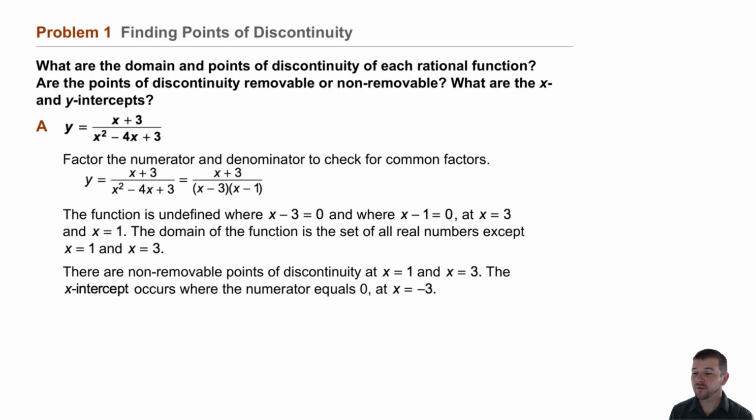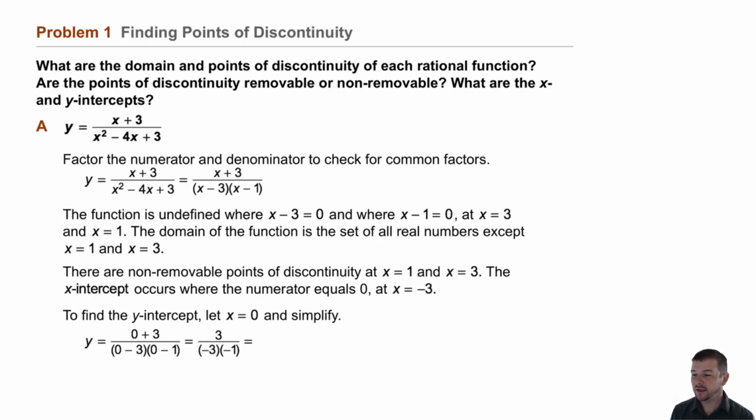The x-intercept occurs where the numerator equals 0. Recall the numerator is x plus 3, so a value of negative 3 for x causes the numerator to equal 0 and identifies our x-intercept. To find the y-intercept, let x equal 0, substitute 0 for x in the equation, and simplify. So y equals 0 plus 3 over 0 minus 3 times 0 minus 1. That simplifies to 3 over negative 3 times negative 1, which is 3 over 3, and that's 1.